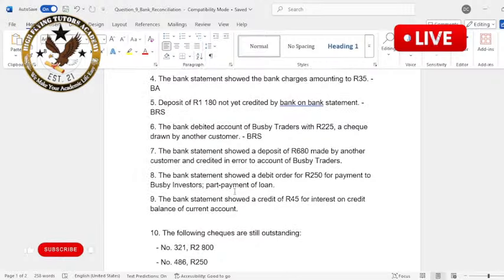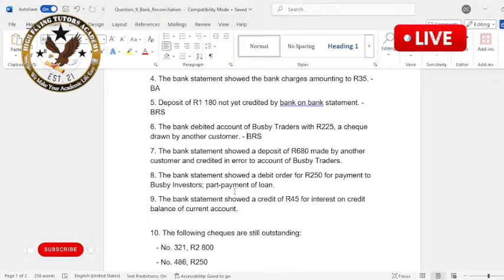Then the next, transaction number 7. They say the bank statement showed a deposit of 680 made by another customer and credited in error to the account of Best Buy Traders. So it is vice versa with transaction number 6. The other business deposited money into their account, but the bank made a mistake and gave us that money. It credited us with 680.